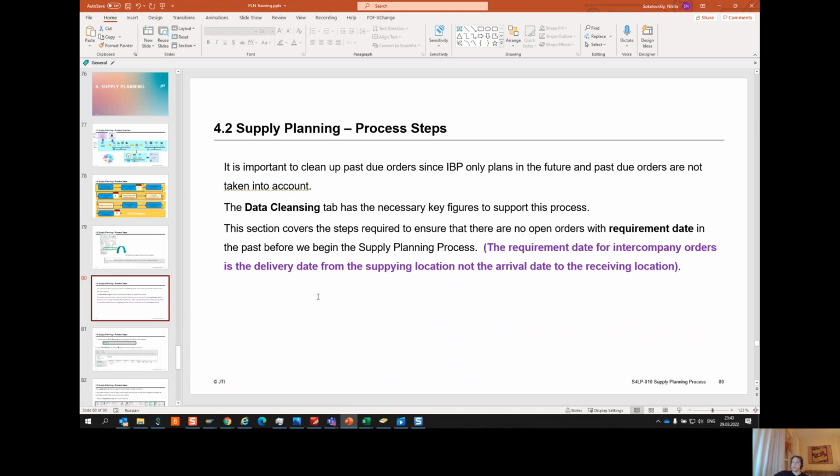As stated here, it is important to clean up past due orders, since IBP only plans into the future and past due orders are not taken into account. So the data cleansing tab has the necessary key figures to support this process. This section covers the steps required to ensure that there are no open orders with requirement date in the past before the supply process starts.